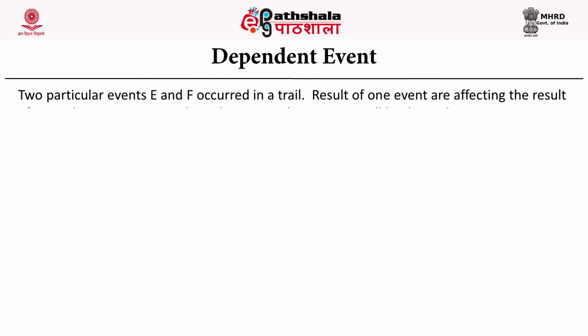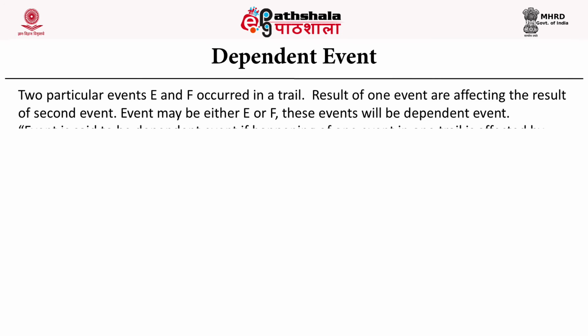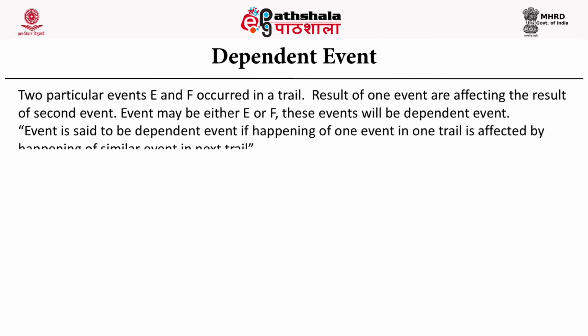Now we will consider the definition of a dependent event. Two particular events, E and F, occurred in a trial. The result of one event is affecting the result of the second event. The event may be either E or F. These events will be dependent events. An event is said to be a dependent event if the happening of one event in one trial is affected by the happening of a similar event in the next trial.